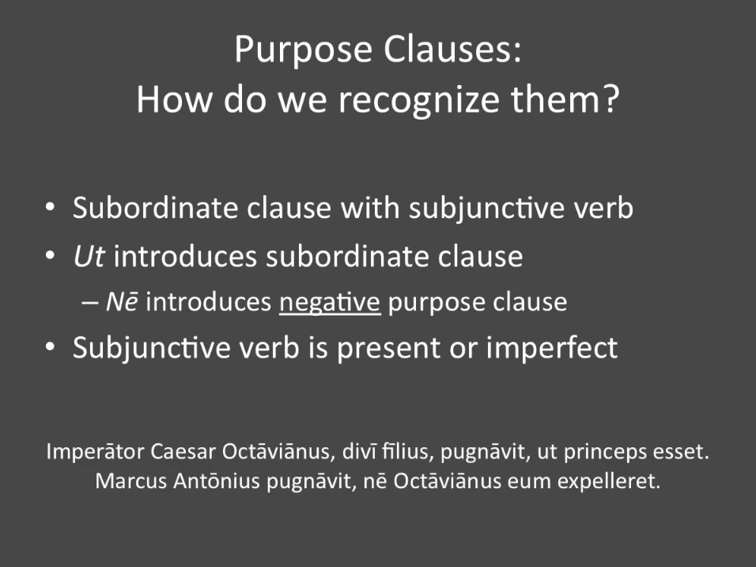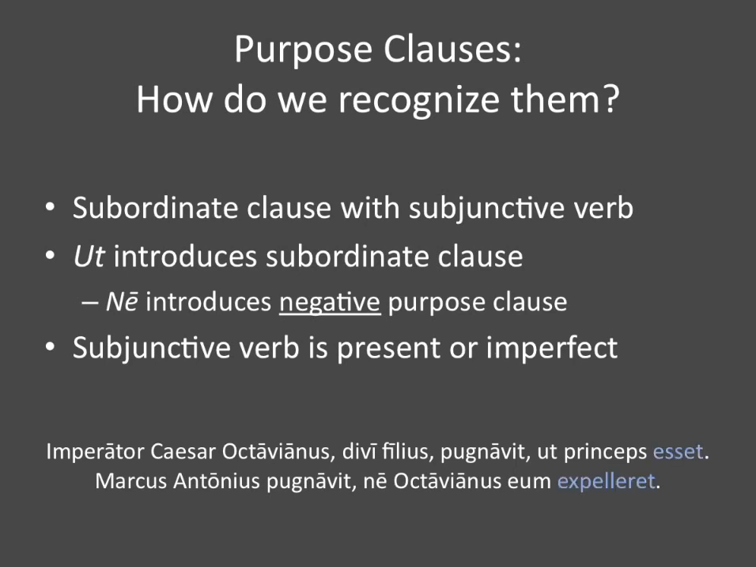For example, these two sentences have purpose clauses. Imperator Caesar Octavianus divi filius pugnavit ut princeps esset. Marcus Antonius pugnavit ne Octavianus eum expelleret. How do we know these sentences have purpose clauses?